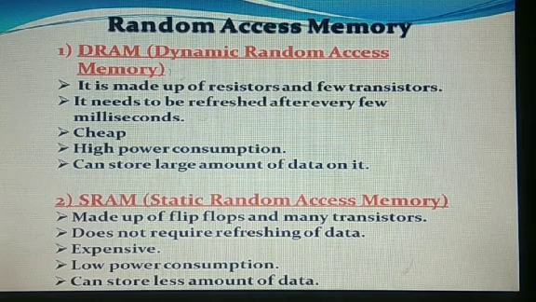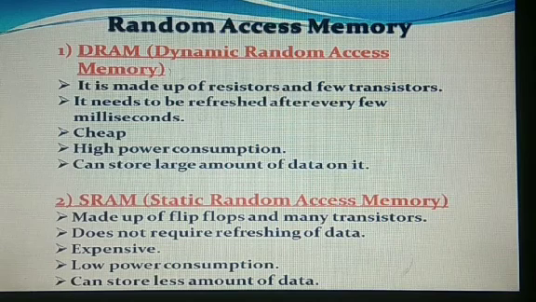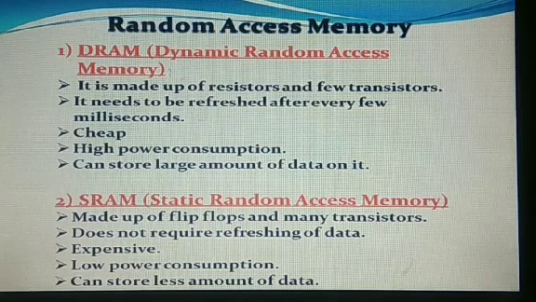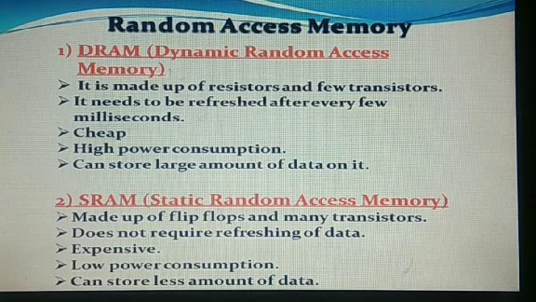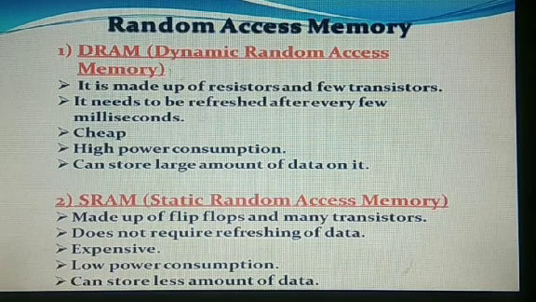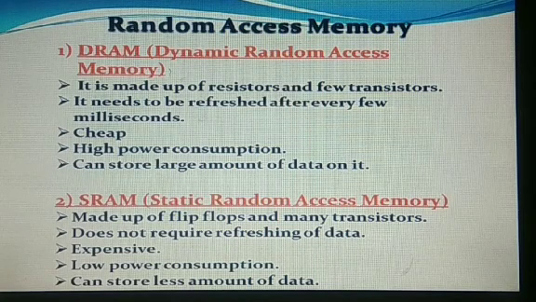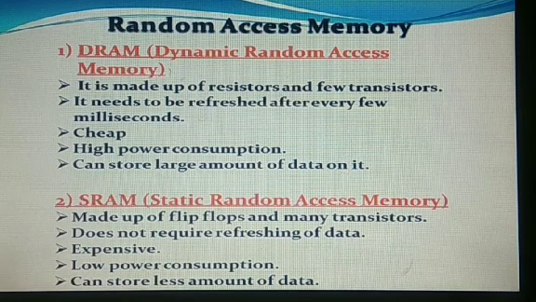Now this DRAM is made up of very small electronic devices, that is resistors and transistors. It is a cheap kind of memory. That means it is not costly, it is very cheap. Then it requires high power consumption. This means, because the data is to be refreshed again and again, it will consume electricity. So that is why it requires more power to keep the data intact over it. And it can store a large amount of data on it.